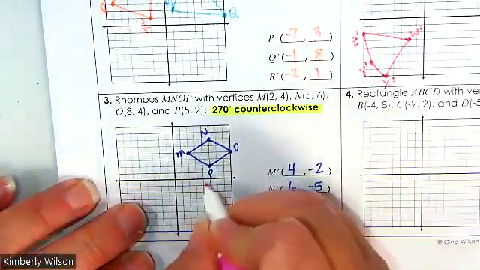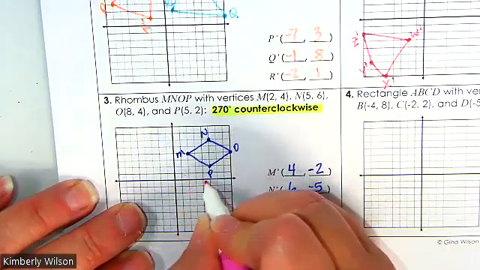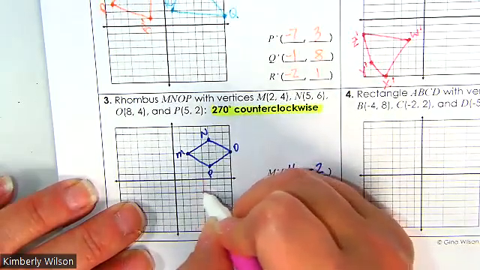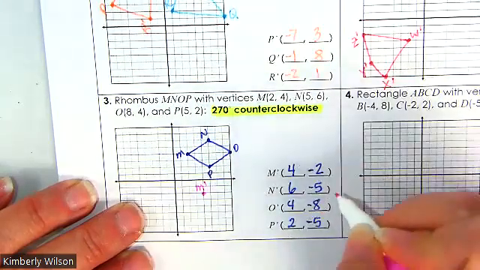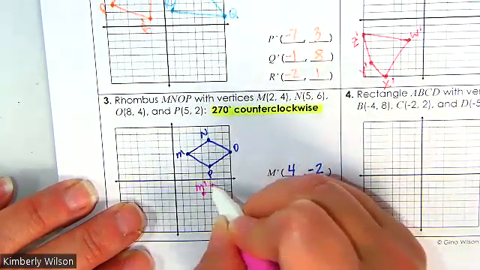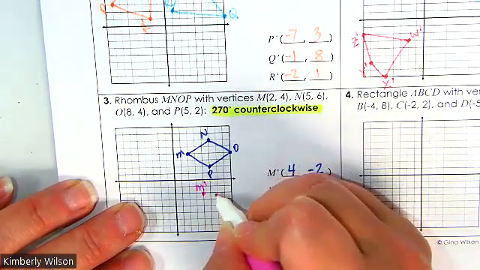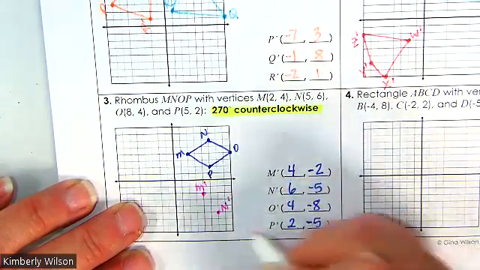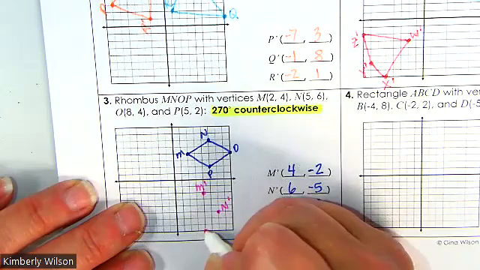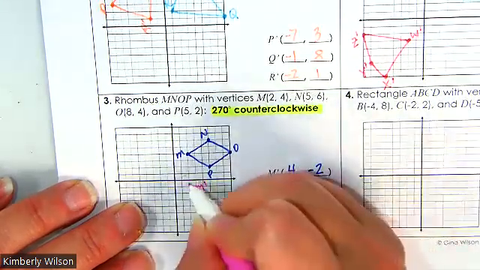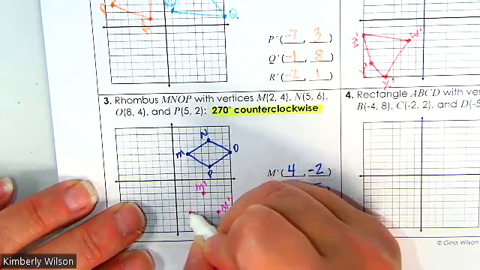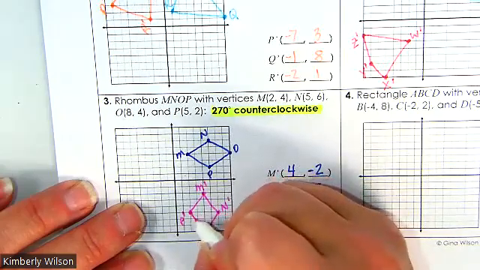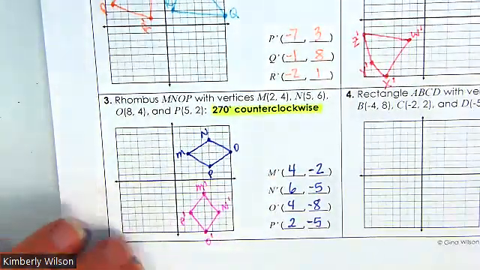Okay, so we have 4, -2. M is 4, -2. M prime. N is 6, -5. O is 4, -8. P is 2, -5. Excuse the bell, please. And there is our new figure.